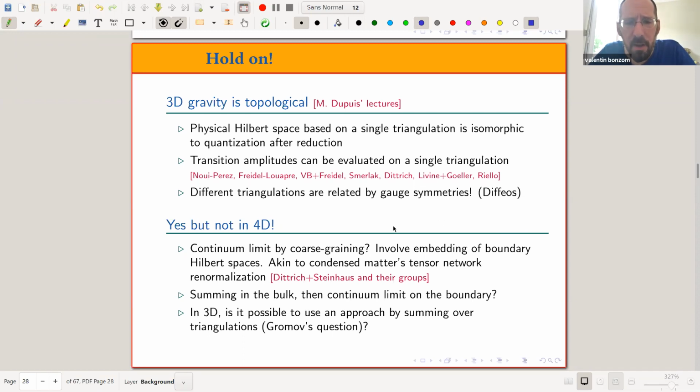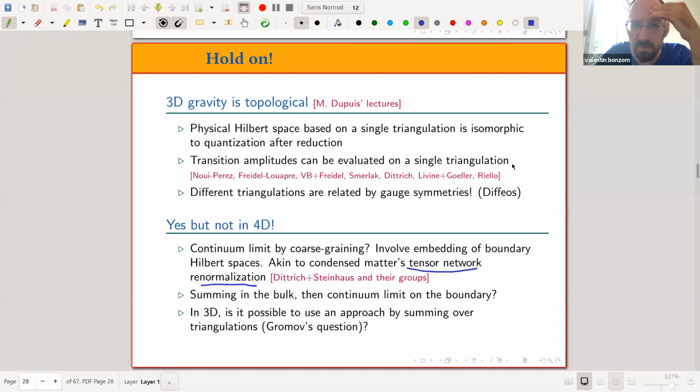In 4 dimensions, you might want to take a continuum limit by some coarse graining process. And that would involve embedding, so you have Hilbert spaces on the boundary, which are spin networks, and you have to relate the Hilbert spaces depending on the way the boundary triangulations evolve. It's something a bit similar to tensor network renormalization that's been studied by Bianca Dittrich, Sebastian Steinhaus, and other collaborators of theirs. I'm sorry because I'm probably missing a lot of people.